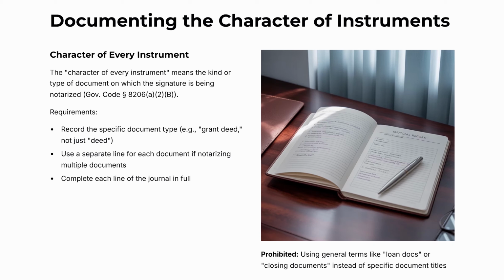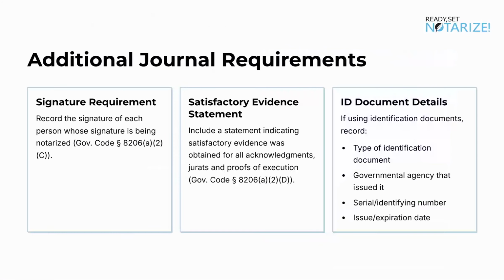California Government Code Section 8206(a)(2)(B). The signature of each person whose signature is being notarized. California Government Code Section 8206(a)(2)(C). A statement as to whether the identity of the person making an acknowledgment or taking an oath or affirmation was based on satisfactory evidence.